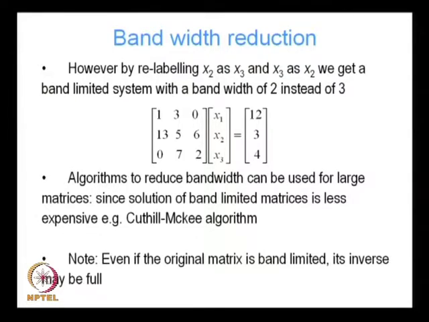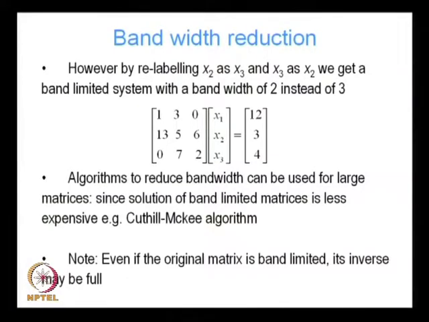Algorithms to reduce bandwidth can be used for large matrices. This is because the solution of band limited matrices is much less expensive than full matrices. For example, there is the Cuthill-McKee algorithm, which is a widely used algorithm for renumbering the equations in order to reduce the bandwidth. Similarly, there are more advanced versions of the Cuthill-McKee algorithm. There are several other algorithms which can be used for bandwidth minimization.